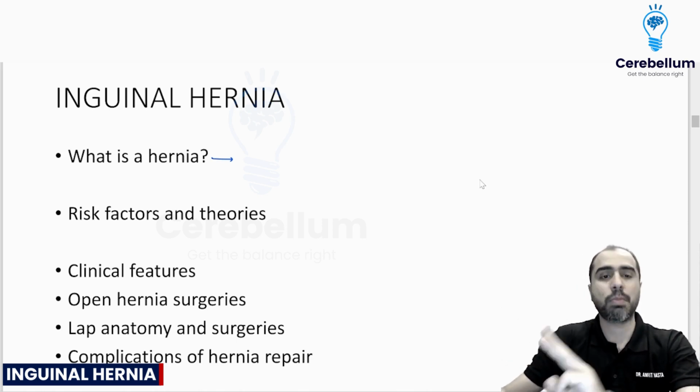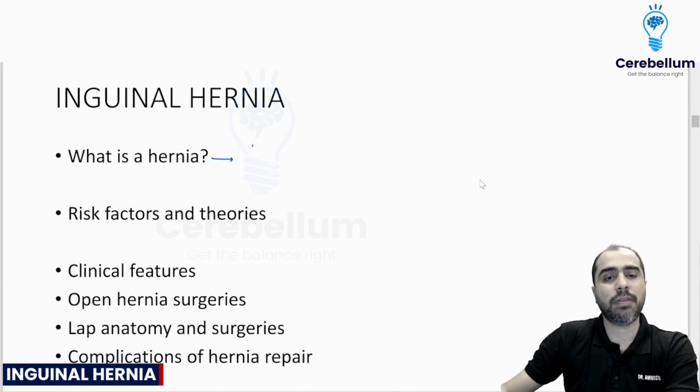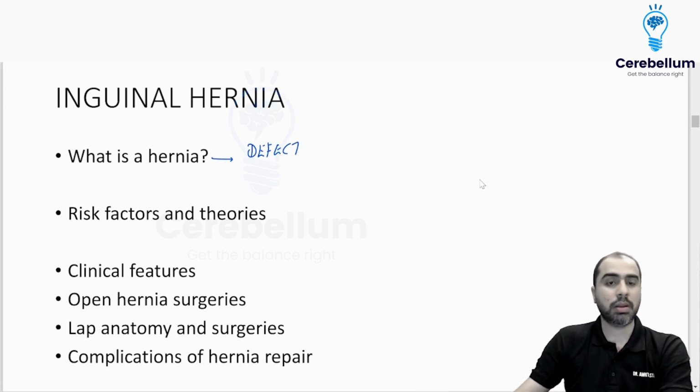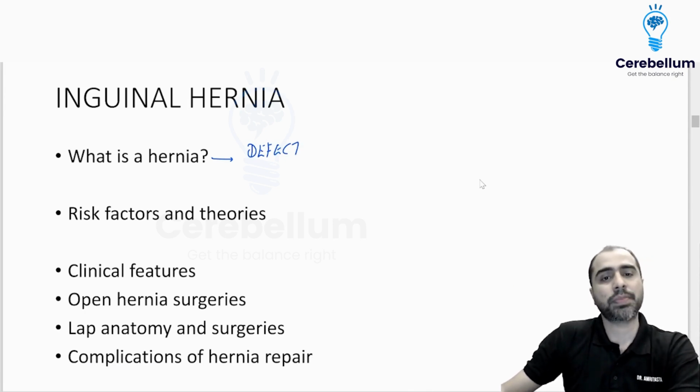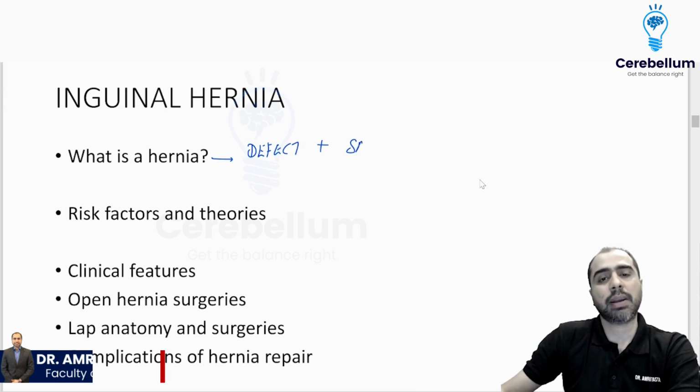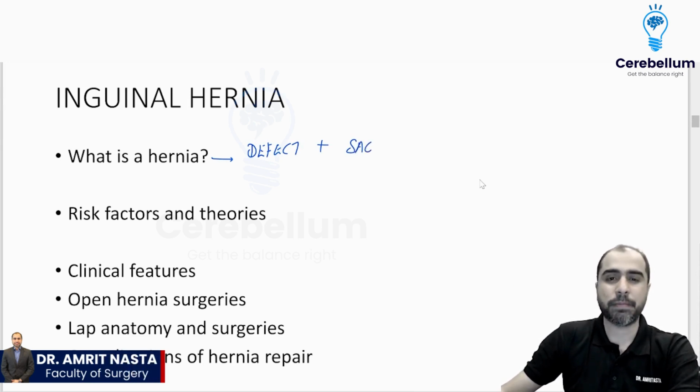They will have three components. They will have a defect. Defect means a weakness or a gap. This gap can be in the muscle or in the aponeurosis. There will be a sac. Sac means peritoneum, and within the sac there will be some content.